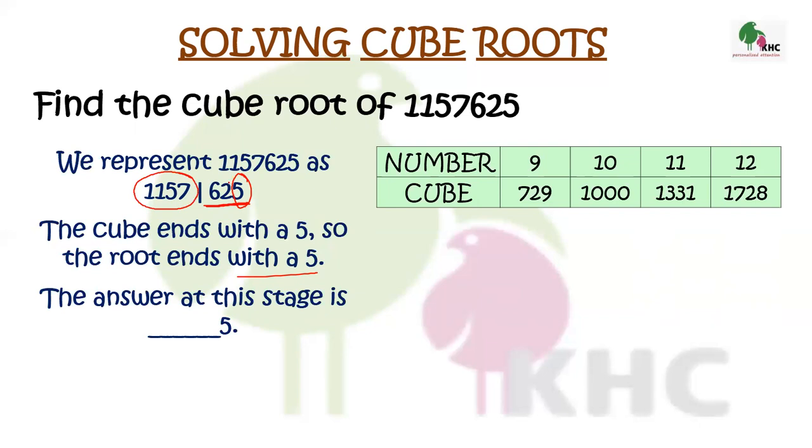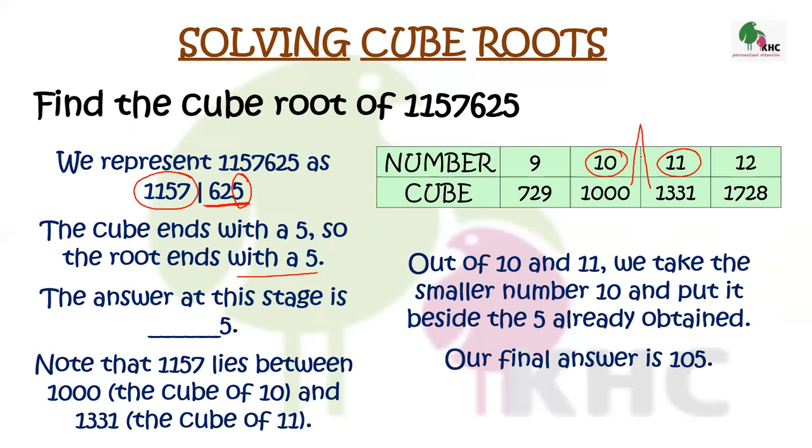Now you see that 1157 lies between the cube of 10 and 11. So out of 10 and 11, we choose 10 as our smaller number, so that is our preferred number. So 10, we have it out here and we put it here on the left. The answer is 105.